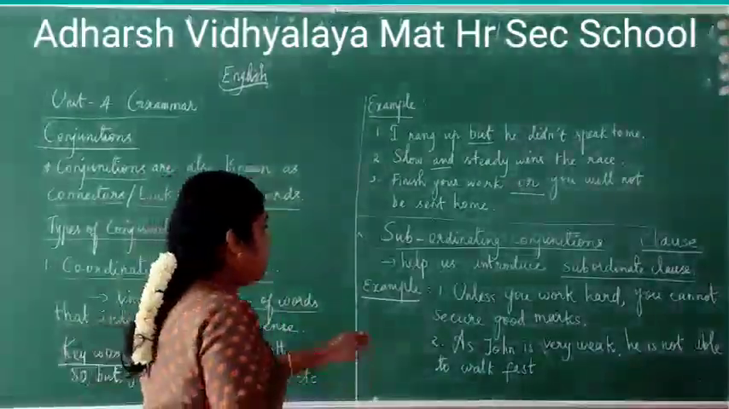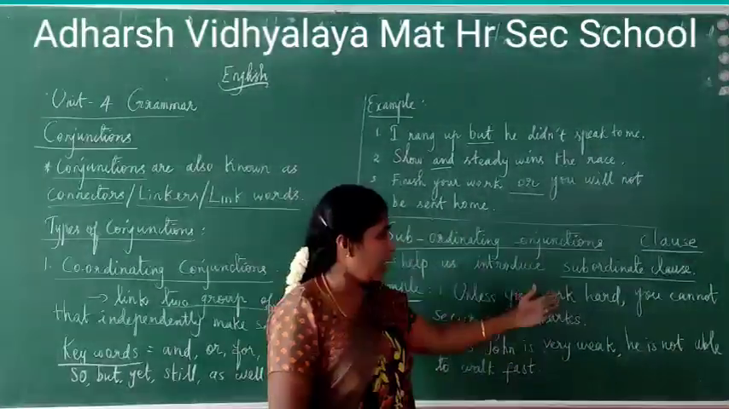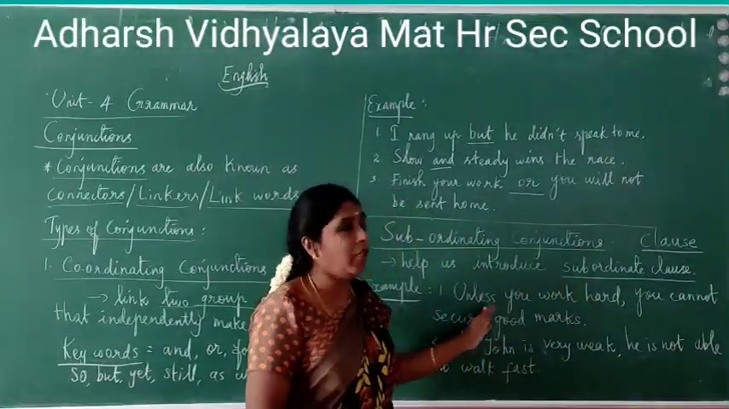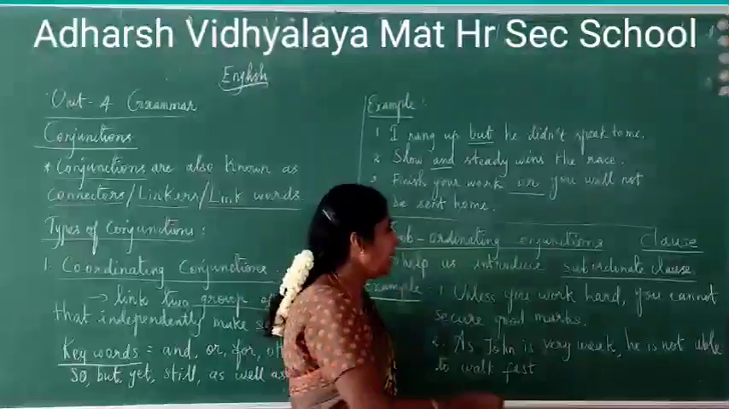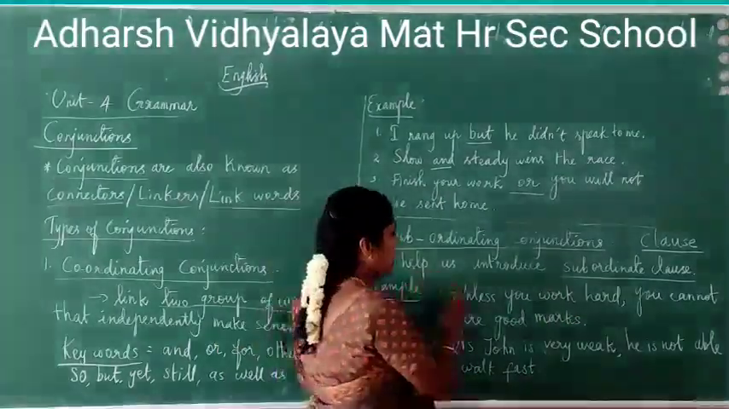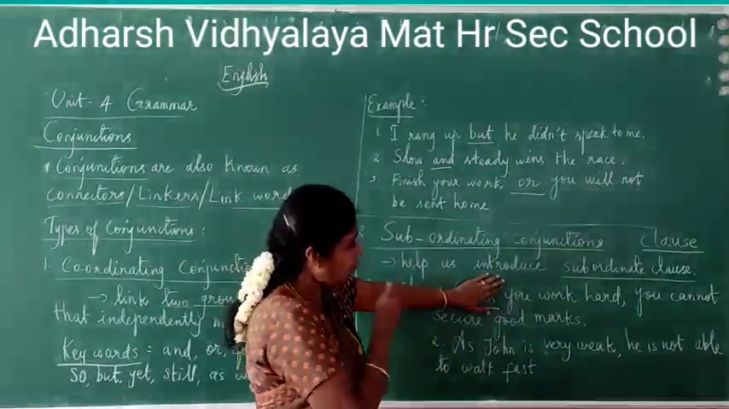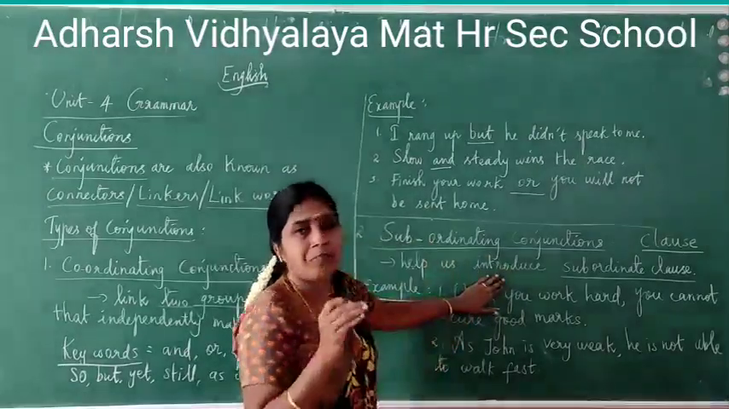See this. Example: unless you work hard, you cannot secure good marks. Here, what is the connective word? Unless. Unless is the connective word. So remove this word. Without this word, you work hard. That is one sentence.